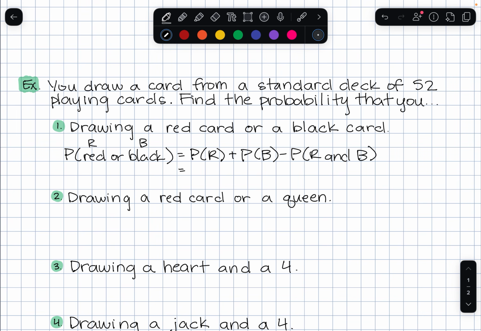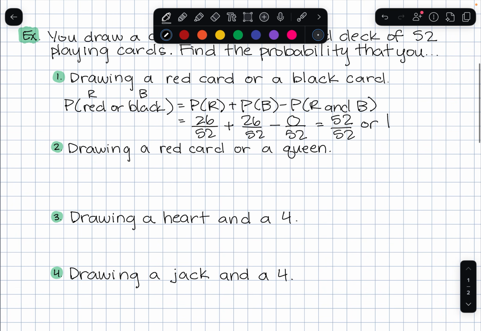So we're just going to come in underneath and write those fractions. The probability that I draw a red card, that's half the deck, 26 out of 52, plus the probability of drawing a black card, that's also half the deck, 26 out of 52, minus, there are no cards in the deck that are both red and black. So this is 0 out of 52. And if I add those fractions, I get 52 out of 52, which is 1. Telling me that anytime I draw a card out of a standard deck of playing cards, that card is either going to be red or black.